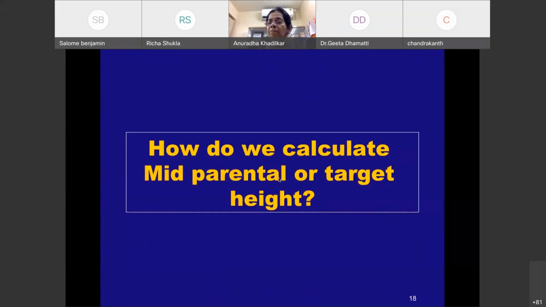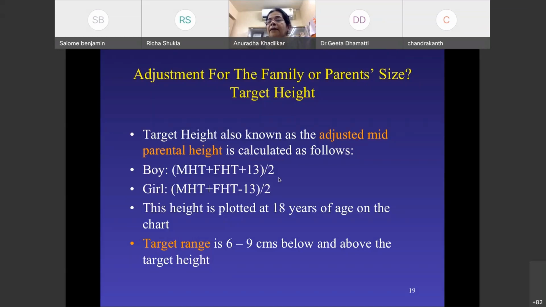We call it mid-parental or target height. When we measure any child, we always measure the parents as well. We have a specific reason for that. The children are extremely happy because it's not only they who are being prodded and poked. They're happy when their parents are also measured. But we actually measure the parents to know the genetic potential of the child. So how do you calculate target height based on the family's height?